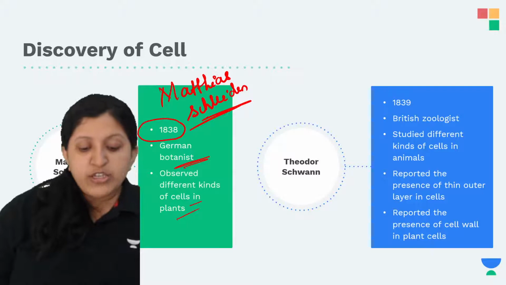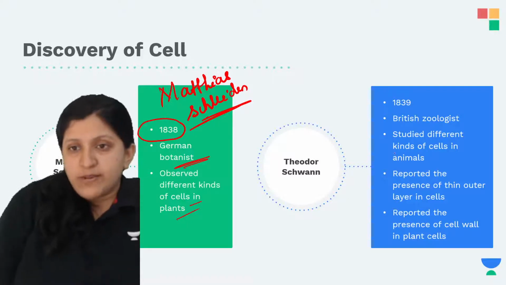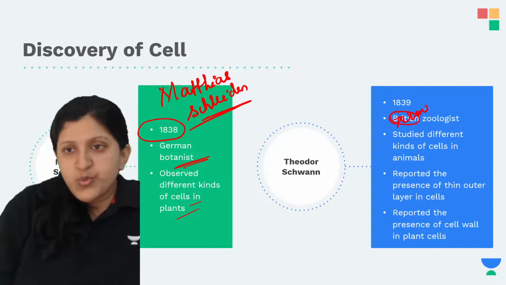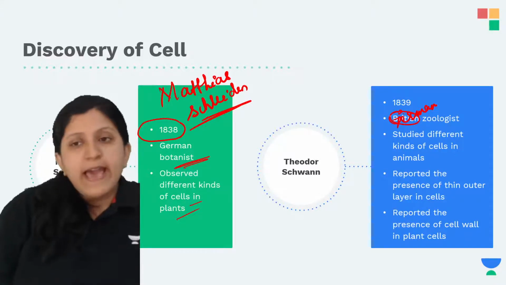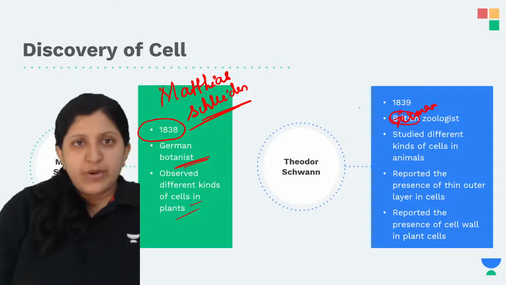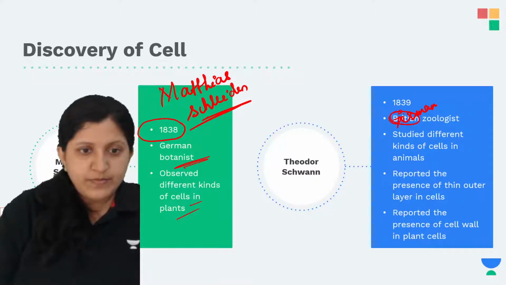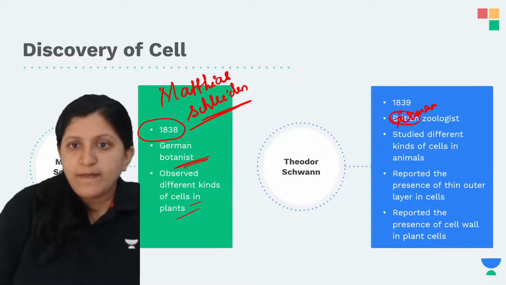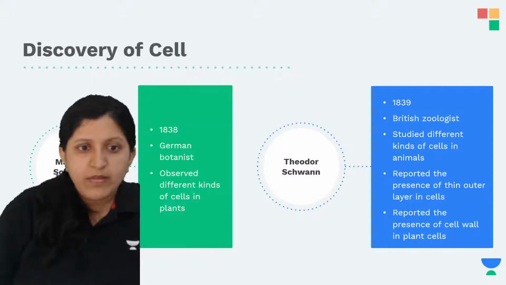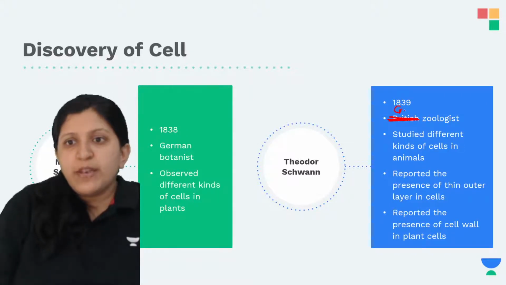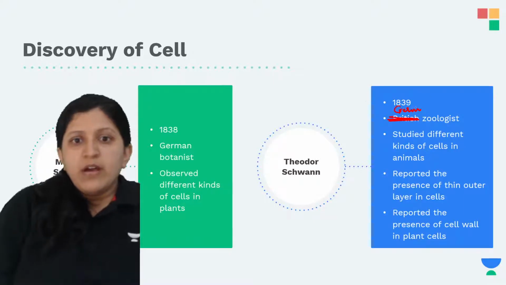Theodor Schwann is mentioned as a German zoologist. You can take this as German zoologist here. Don't take it as British here. I'll just scratch it up for a second. So this one is German. It is a German botanist and a German zoologist.